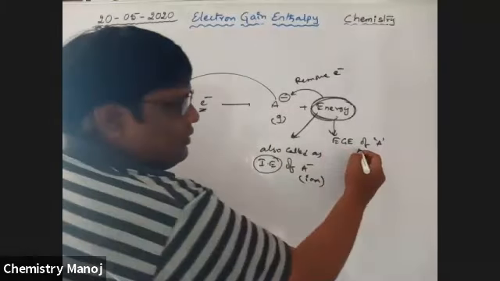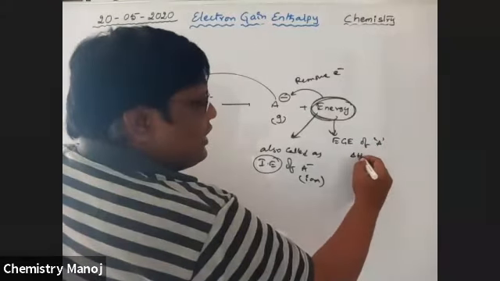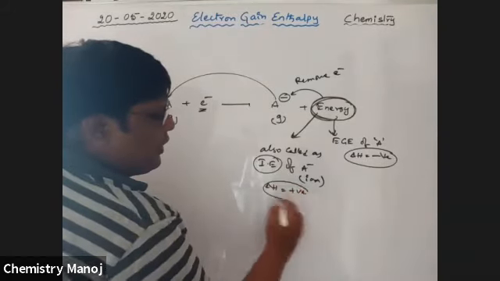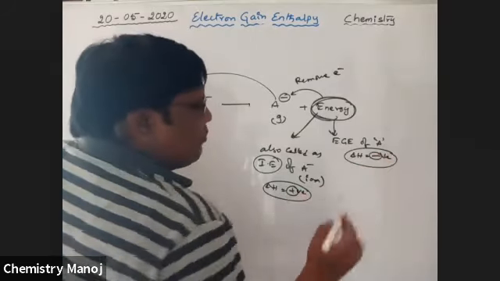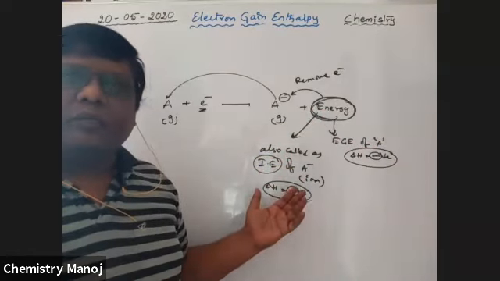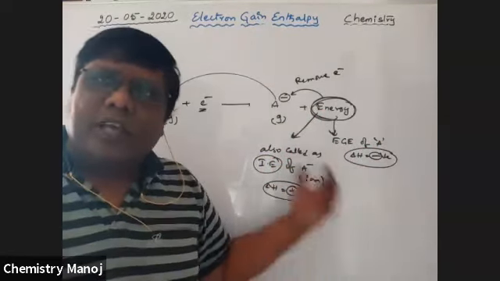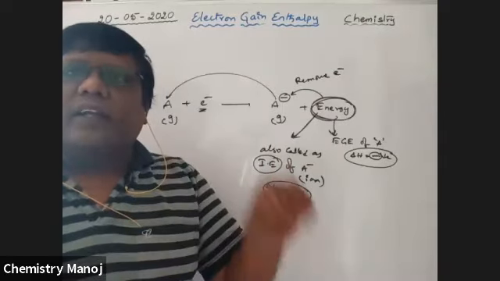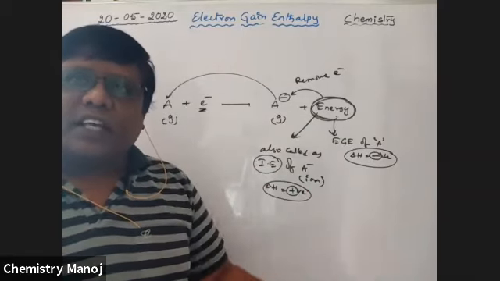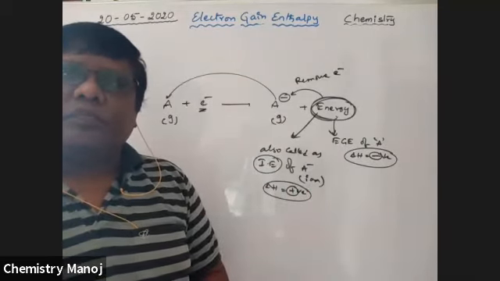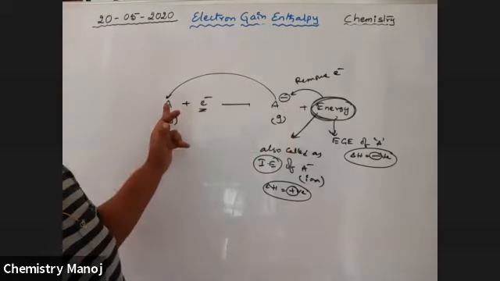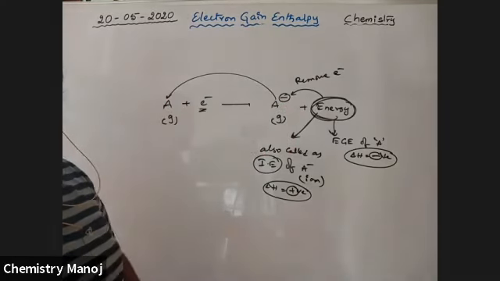In case of this one, delta H is negative. In case of this one, delta H is positive. That is why there is only a sign difference, but the magnitude value is the same. Say it is minus 48, plus 48. Minus means released energy, plus means absorbed energy. The magnitude is the same, but the signs are opposite. Therefore, ionization energy of A minus is equal to electron gain enthalpy of A.